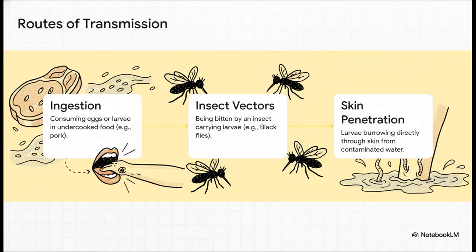And you might be wondering, how do these things even get inside us? Well, there are three main pathways. We can eat eggs or larvae in contaminated food or water. That's how you get tapeworms from undercooked pork. We can get bitten by an insect carrying them, like the black flies that transmit river blindness. Or in some pretty terrifying cases, the larvae can just burrow right through your bare skin if you're in contaminated water.